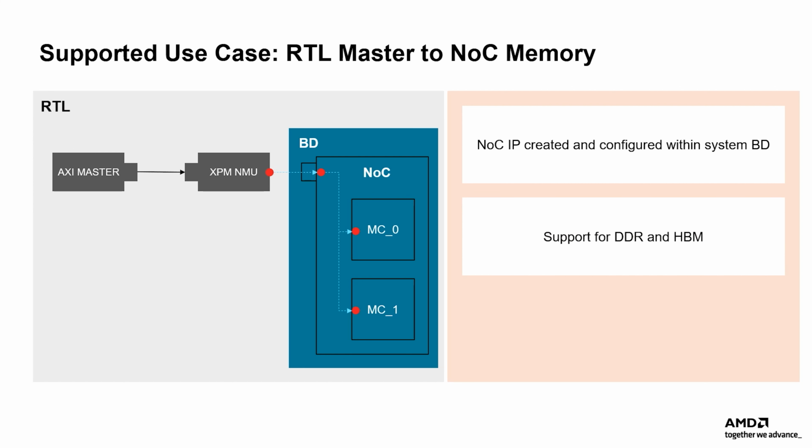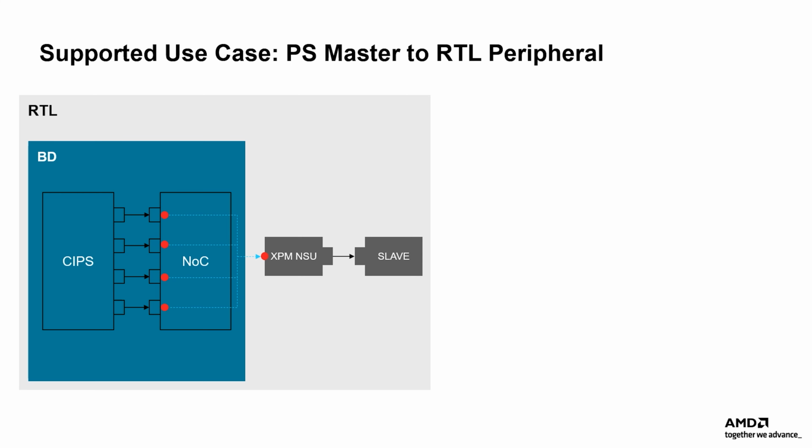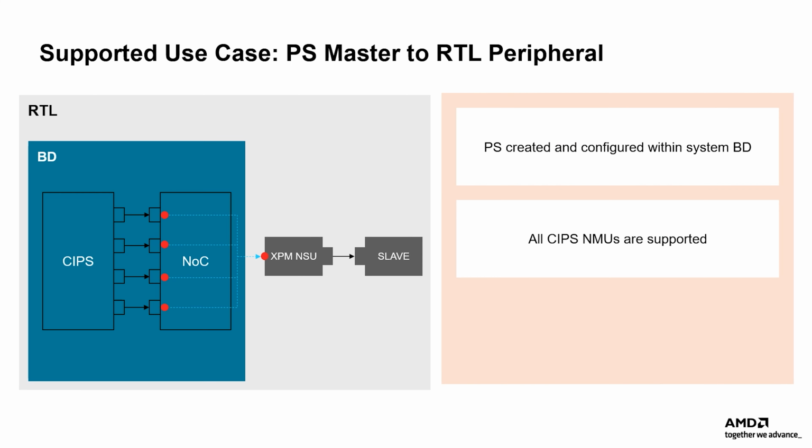The next use case is a PS master to an RTL peripheral. Here, the processor or SIPs that resides in the BD is connected to a NOC with NMUs. The NMUs can access the endpoint peripherals with NSU XPMs that are instantiated in the top-level RTL. The SIPs is connected to the NOC over the CCI interface. The NSU supports the AXI4 full and AXI4 stream interfaces.